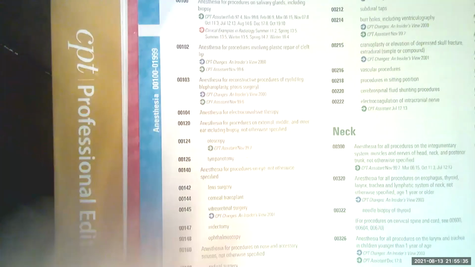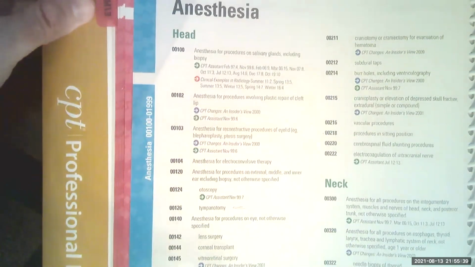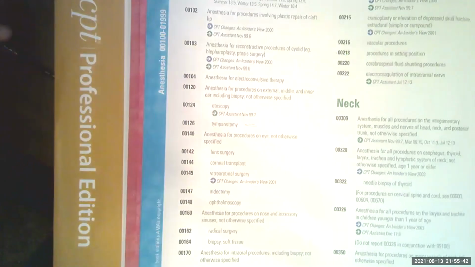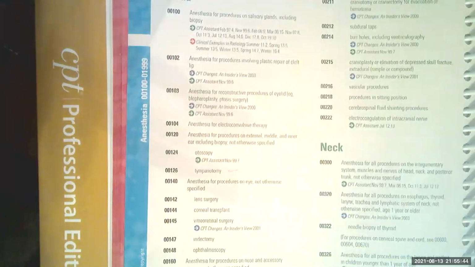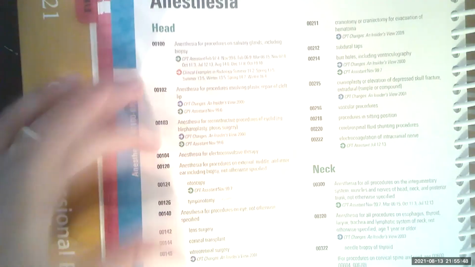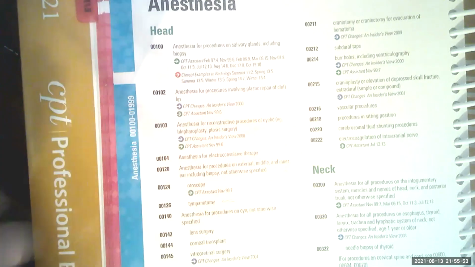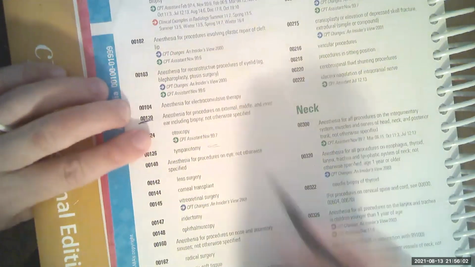Here's the head. As you can tell, not a lot of procedures are in here. So we're just going to have to go through and look. And luckily, it kind of goes in order too. It kind of groups things together. So we've got mouth, salivary glands, eyes, ears, things like that together. There are not a lot of things on the ear. So we start here at 00120, anesthesia for procedures on external, middle, or inner ear, including biopsy, not otherwise specified.